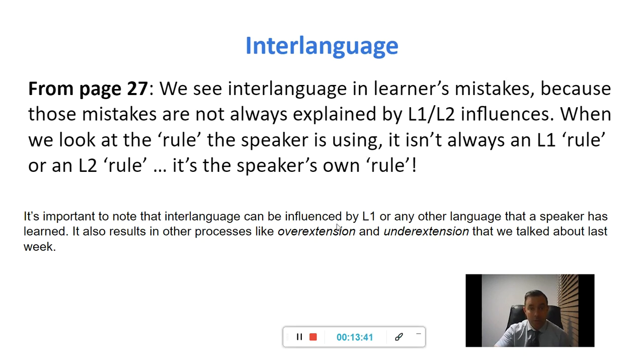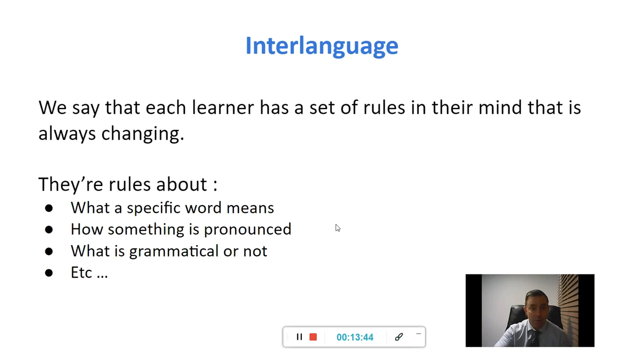All right, so interlanguage is a very important concept, very useful concept. It can be influenced by certain things. We say that each learner has a set of their own rules in their mind. It's always changing. It's changing with their development. It's changing the more that they learn about the language. Even expert speakers have a certain interlanguage, don't they? There are rules about what a specific word means, or maybe it's a rule about how something's pronounced. Maybe it's a grammatical thing, etc.